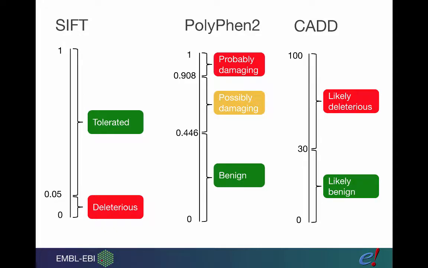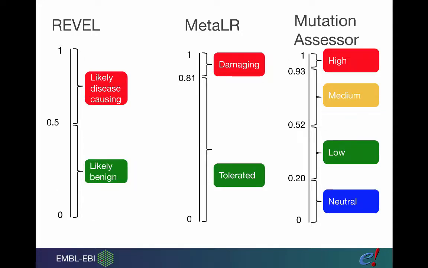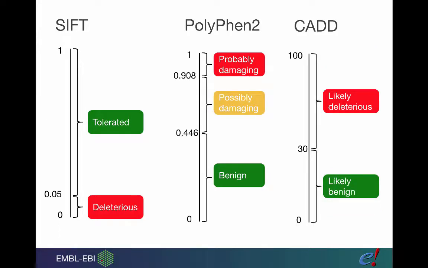So some of the algorithms that we can give you predictions for are SIFT, PolyPhen-2, CADD, REVEL, MetaLR, and MutationAssessor. As you can see, all of these different methods have different sets of scoring, different thresholds that they set, but they do come with these predictions, so you don't have to remember what the scores all mean. You can just find the prediction. Wherever you see them, they'll be in a sort of coloured box in Ensembl, and you can mouse over it and it will tell you the terminology, such as tolerated or benign or likely deleterious.